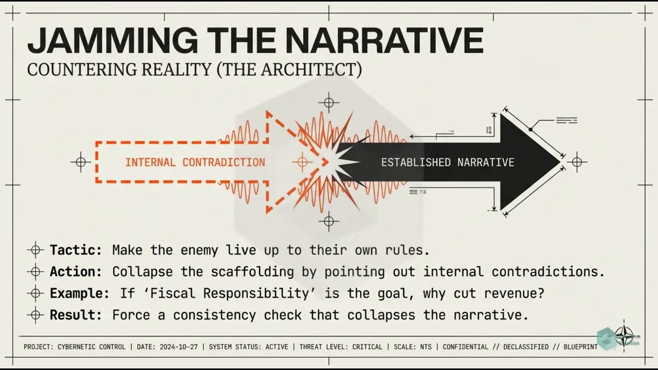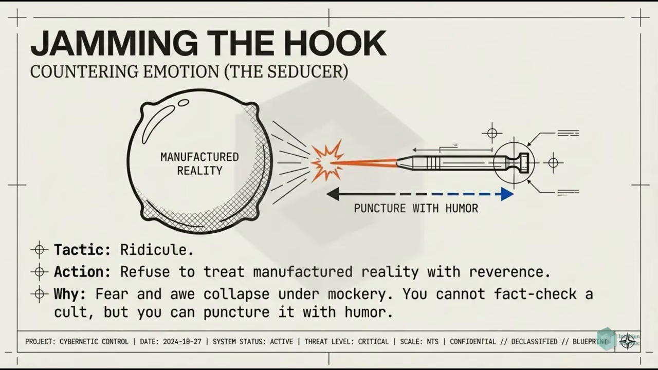Narratives rely on vagueness and euphemism. Don't argue the ideology. Force the system to be consistent. If you claim X, why does policy Y exist? This collapses the narrative scaffolding. Jamming strategy 2, ridicule. The system relies on fear and awe, cult of personality. Ridicule is the most potent weapon because it makes the powerful look silly. You cannot fact-check a cult, but you can puncture it with mockery.